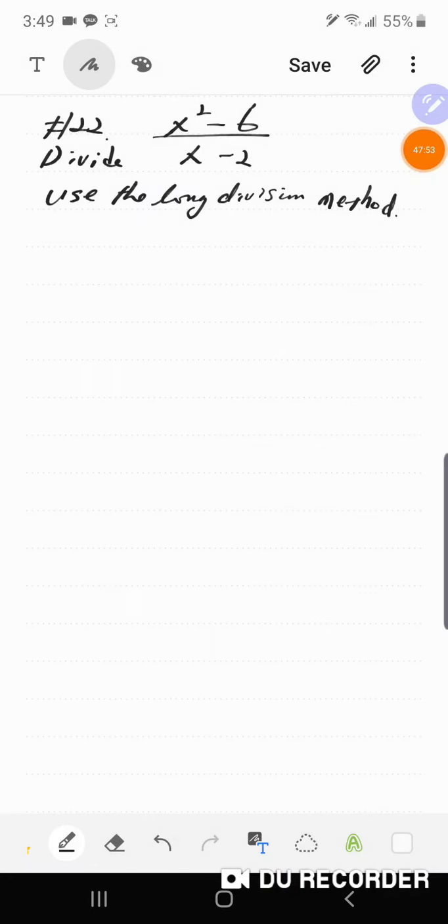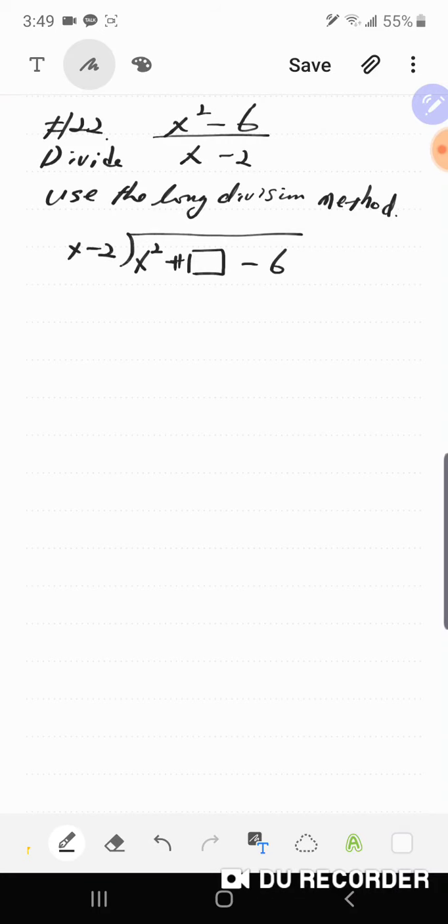Okay, to divide this one, let's use the long division method. So write down x squared minus 6. So x squared, and then there is no x term, so put a little space for the x terms, minus 6. And this is divided by x minus 2.